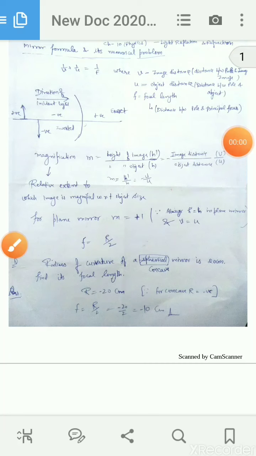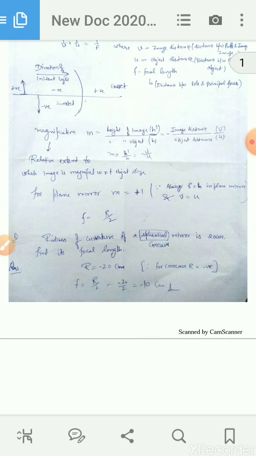Hello dear, today we are going to discuss the mirror formula and numericals based on these formulas. Here the mirror formula is given as 1/v + 1/u = 1/f, where v is image distance, u is object distance, and f is focal length.